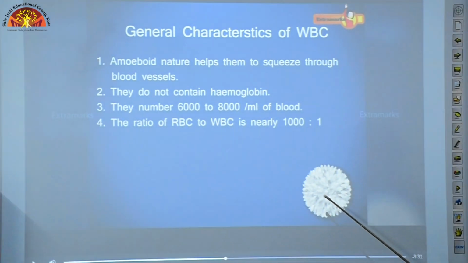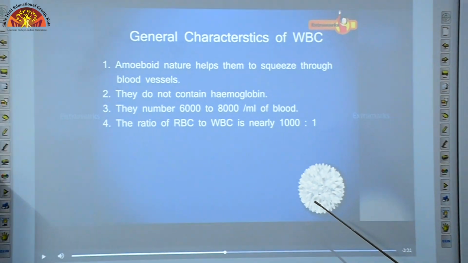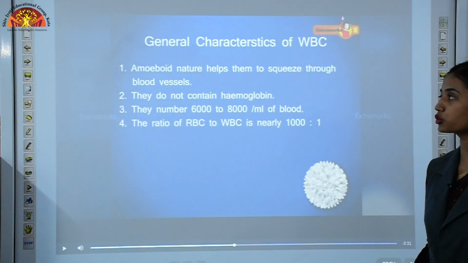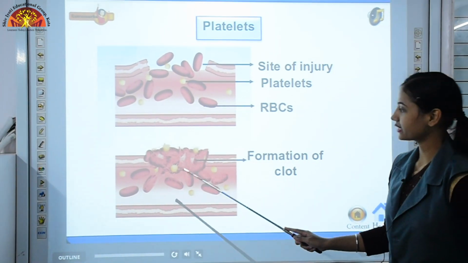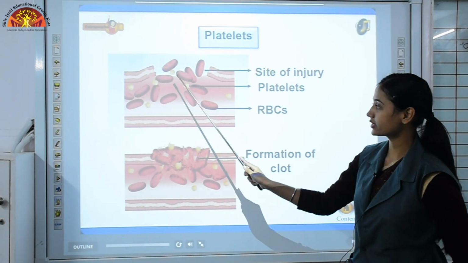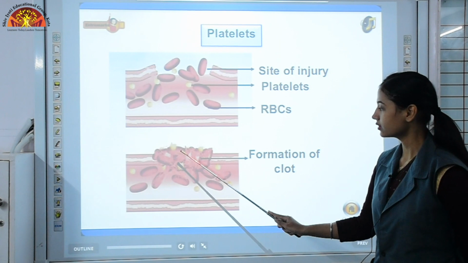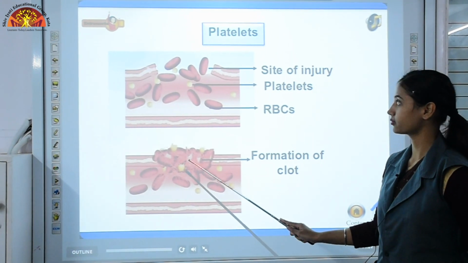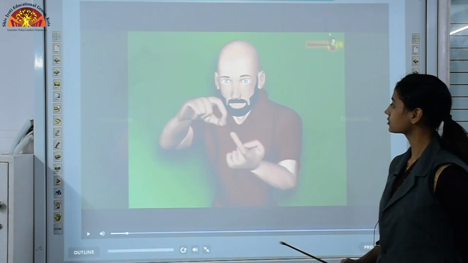This is WBC, this is how it looks. It is white in color because it does not have hemoglobin. These are platelets. This is an injury, and they are forming a clot. This is formation of a clot. Why? Because of the platelets.